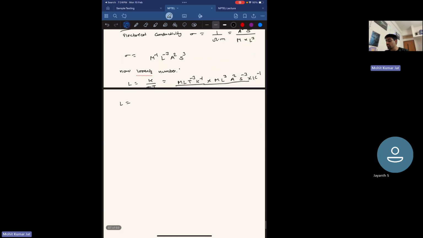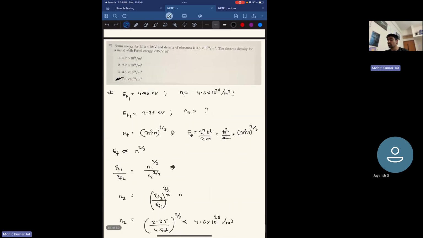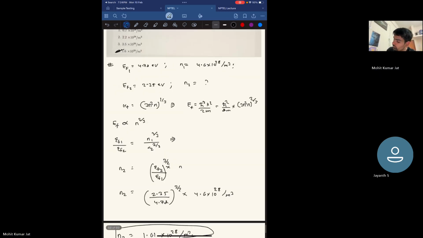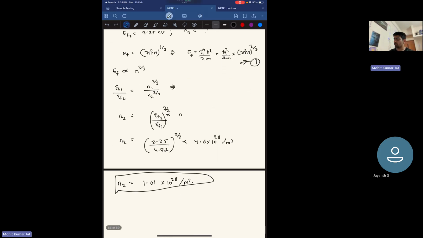Then we go on seeing what will be the dimension of the Lorenz number. This also we did here. You can follow on the video lectures. And in the last question, the Fermi energy was given, the carrier density was given for one metal. For another metal, the Fermi energy was given, and they were asking for the carrier density. So we can just take the ratio of this equation, EF1 by EF2, and from there I can calculate the N2, that's the carrier density.